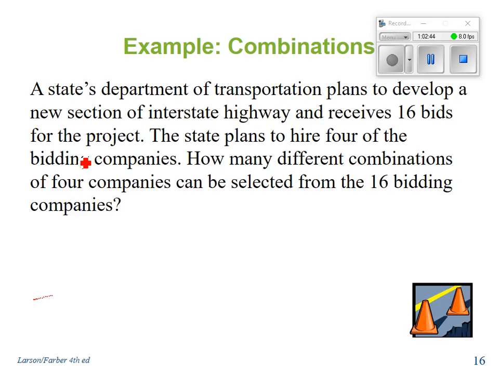The State's Department of Transportation plans to develop a new section of Interstate Highway, and received 16 bids for the project. The state plans to hire 4 of the bidding companies. How many different combinations of the 4 companies can be selected from the 16 bidding companies? So Lucas has a company, Sydney has a company, Katie has a company, Michael has a company. They all want to be picked. Does Lucas care if he's picked first or last? Does it matter to him? No, he just wants his company to be picked.